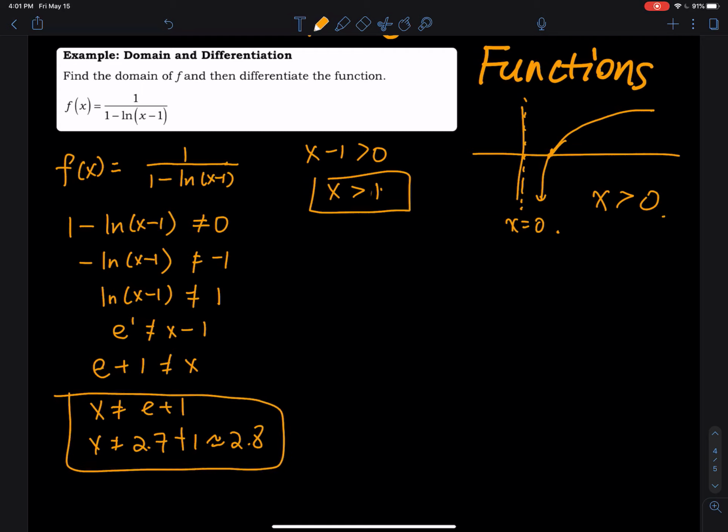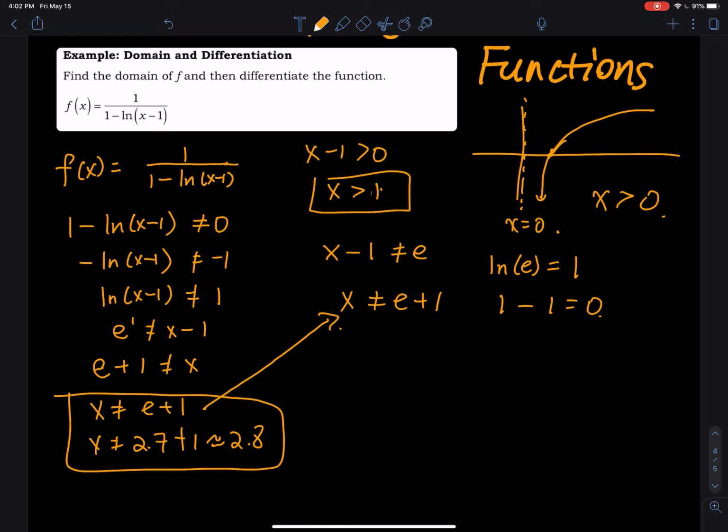Is that all? There is one more. So you have 1 minus ln equal to that. So what is the other one? The other one is x minus 1 cannot be equal to e, because ln e is equal to 1, and then you have 1 minus that ln is equal to 0. But this one is repetitive, right? x cannot be equal to e plus 1, which is something that we already took care of right there. All right, so the domain is done.